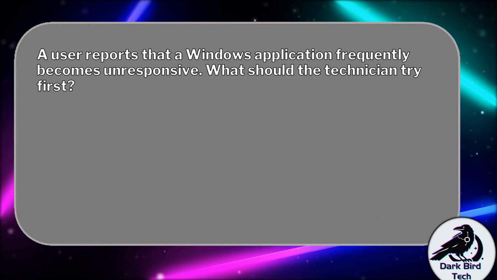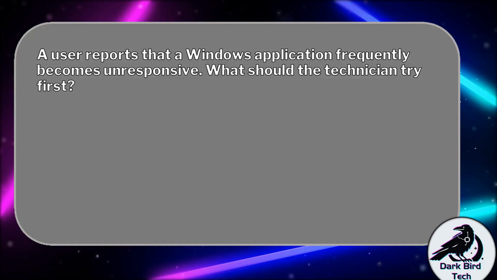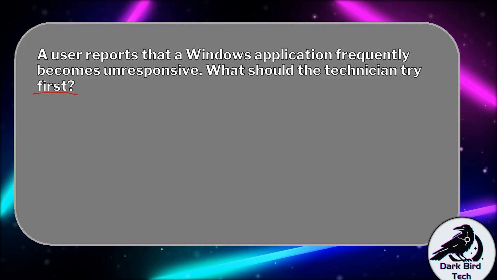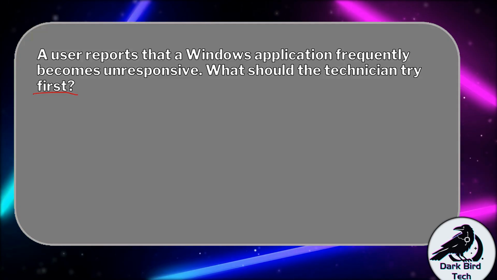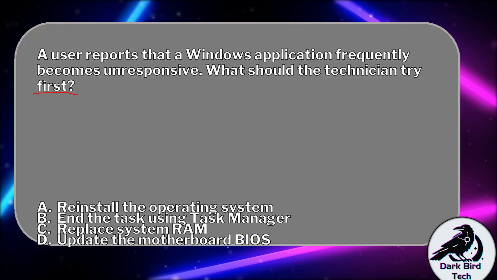A user reports that a Windows application frequently becomes unresponsive. What should the technician try first? I'm sure this is sounding like a broken record, but remember, they're asking for what we should try first. And as soon as we see that, we want to keep in mind that a lot of the options are probably going to be good, viable, and probably part of our troubleshooting tool set. So we need to think about what would be my first logical step. Let's see what the options are.